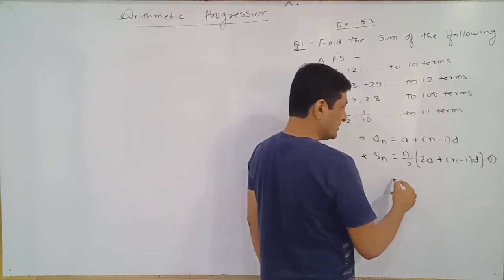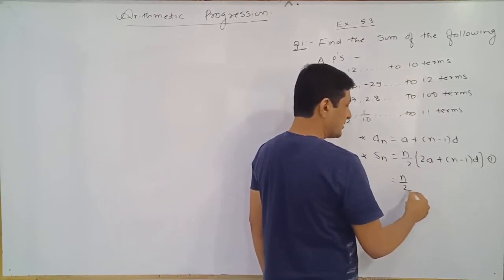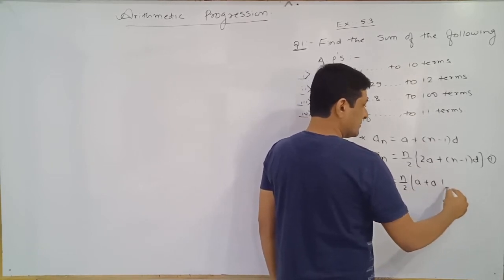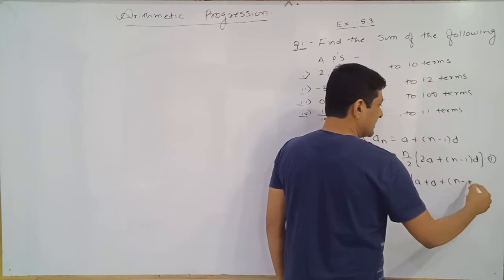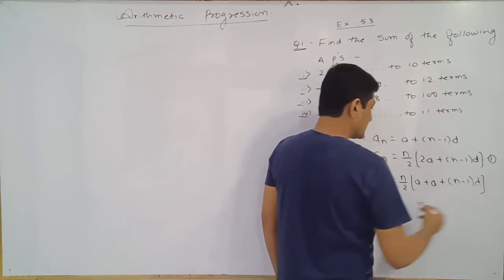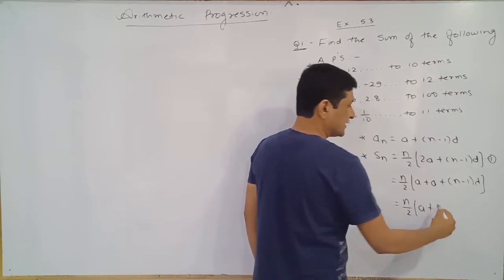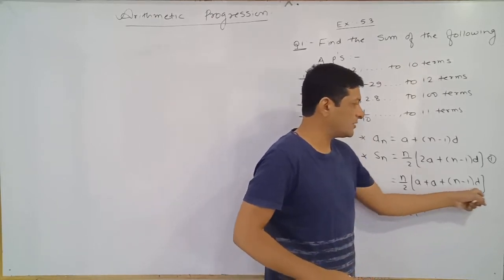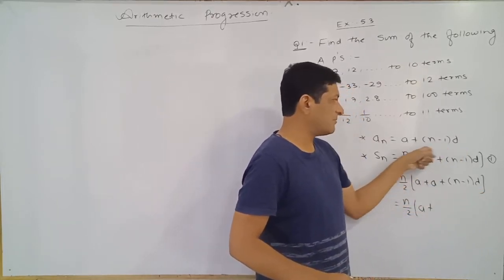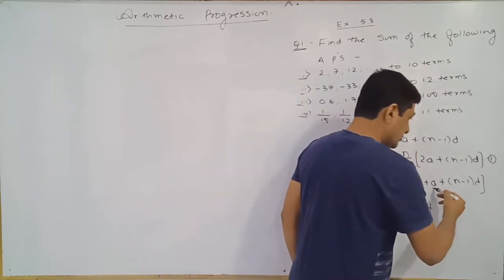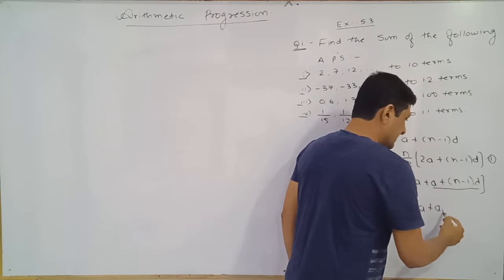We are able to simplify this formula. n by 2, keep it as it is. This 2a can be written as a plus a. Keep the remaining term as it is, n minus 1 into d. So this equals n by 2, keep it as it is, a also keep it as it is, but a plus n minus 1 into d. a plus n minus 1 into d is nothing but the value of what? an. So replace this whole term by an.